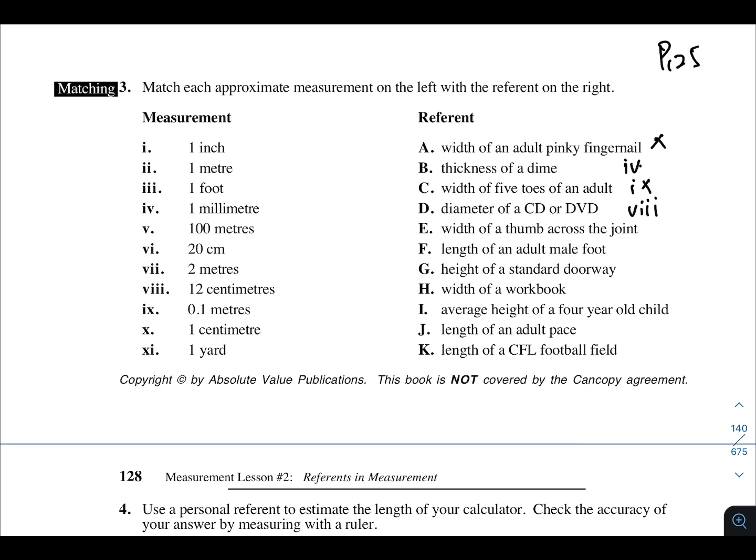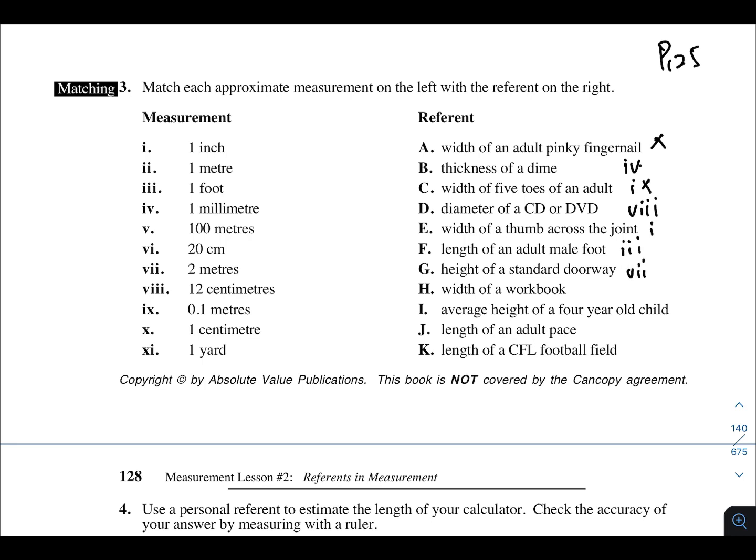And E, width of a thumb across the joint, and the thumb is 1 inch, so the answer is number 1. And F, the length of an adult male foot. This one is easy, it's just 1 foot, so the answer is 3. And G, height of a standard doorway. Normally this is taller than me, so it's about 2 meters, so this is number 7.